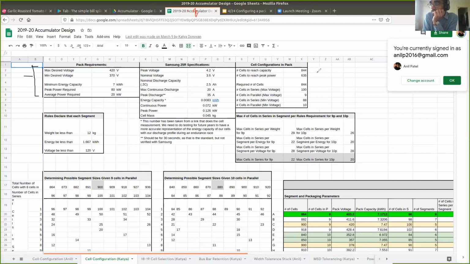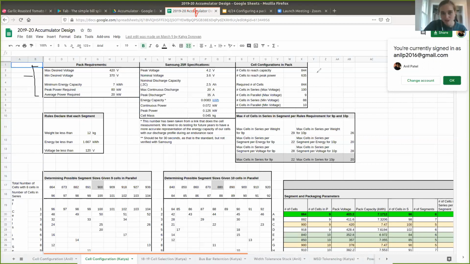Right here, it's the number of cells to reach the capacity we need. Can you guys see my annotations? Because it keeps disappearing. Okay. I don't know if I'm annotating. Yeah, I see them. Okay. Well, they're all gone for me.